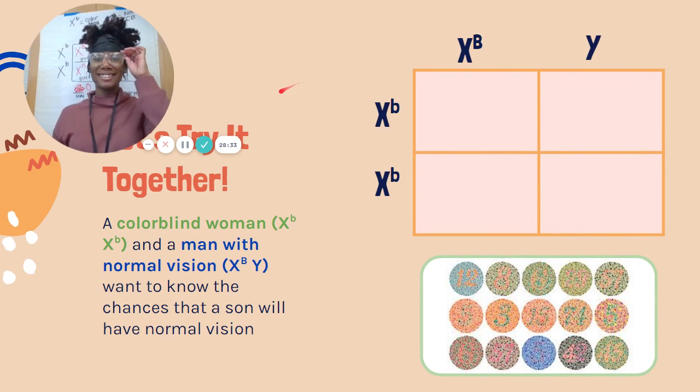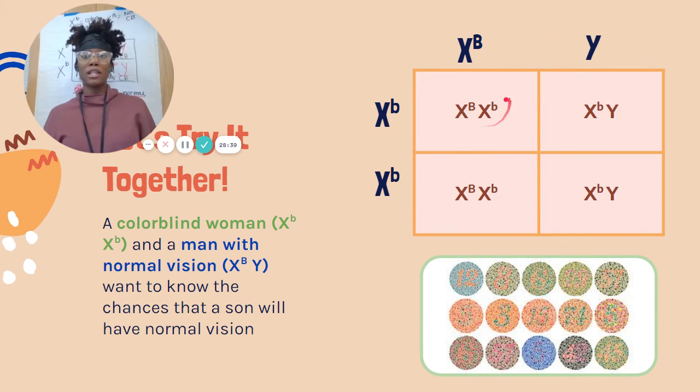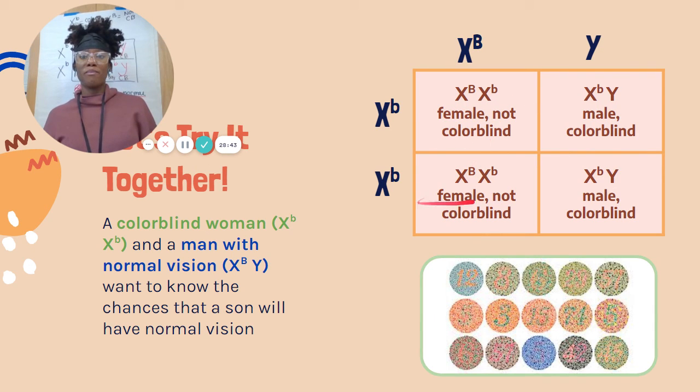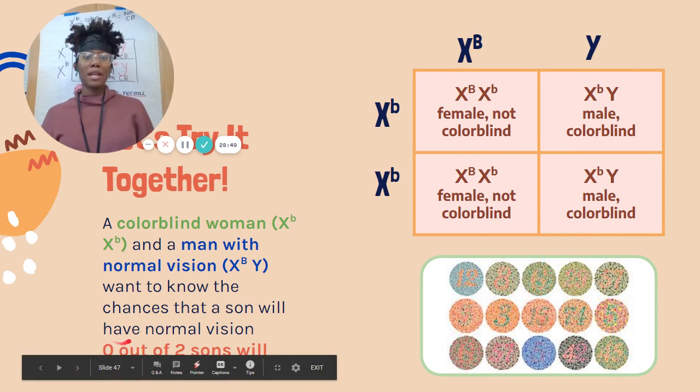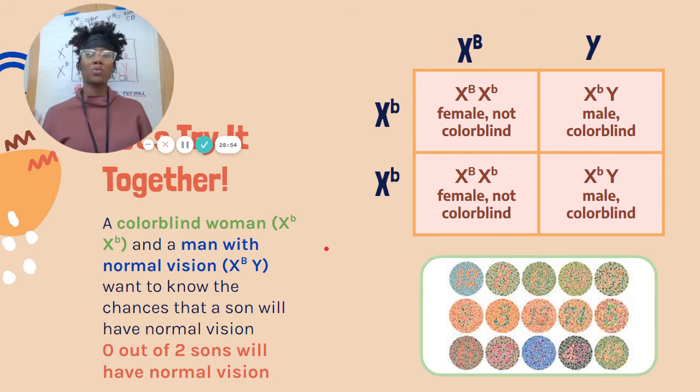Fun fact. Okay, so again, for this problem, we're going to put our parental genotypes. So we have mom over here, we have dad over here. We're going to fill in. We're going to recognize that we have females and males, and then we're going to see if they're colorblind or not colorblind. Then we determine how many of the sons will actually have normal vision. So 0 out of the 2 sons will have normal vision.